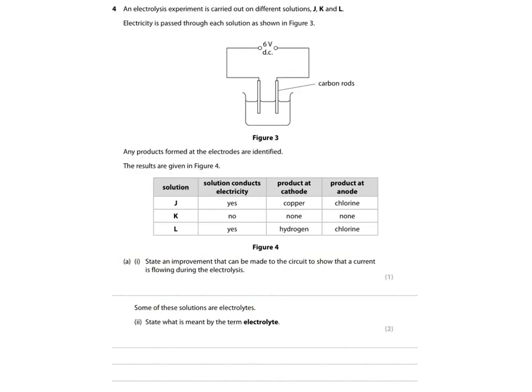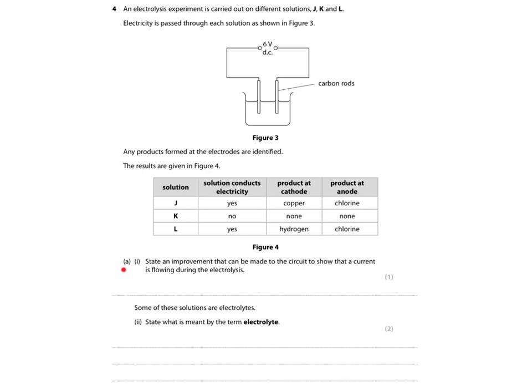So question 4 reads that an electrolysis experiment is carried out on different solutions, J, K and L. Electricity is passed through each solution as shown in figure 3. So you can see electricity coming from here, passed through the solutions. We can see the products formed at the electrodes are identified. The cathode is our negative electrode, so we can see what's formed there, and at our positive electrode, the anode, we can see what's formed here.